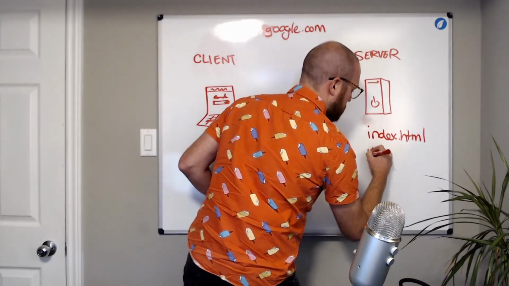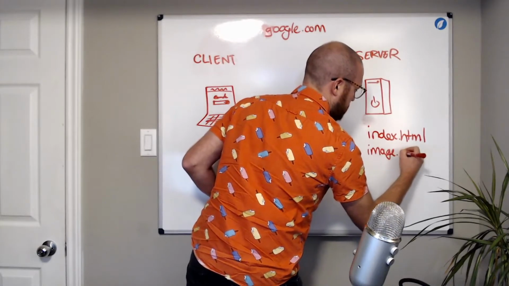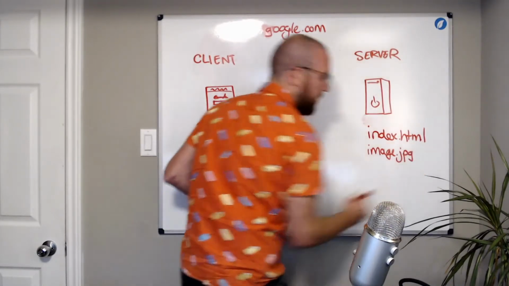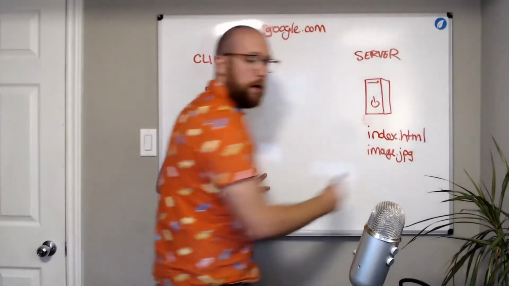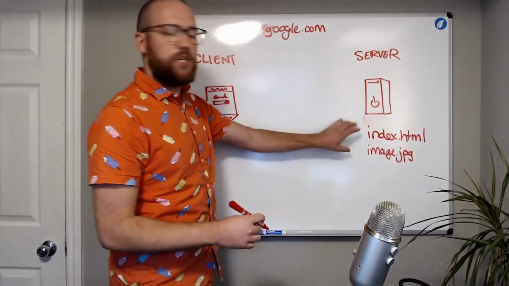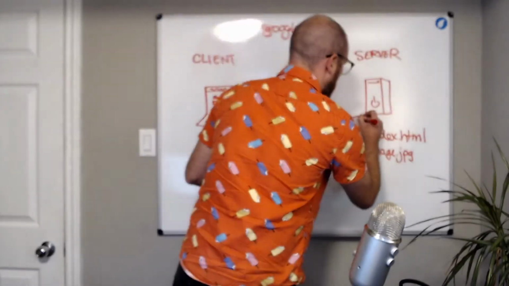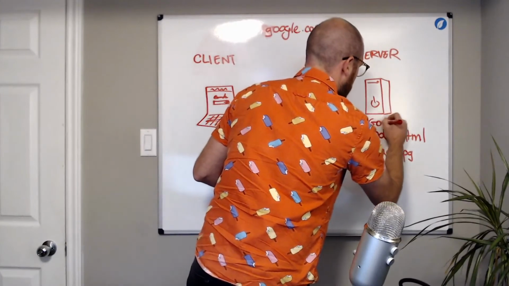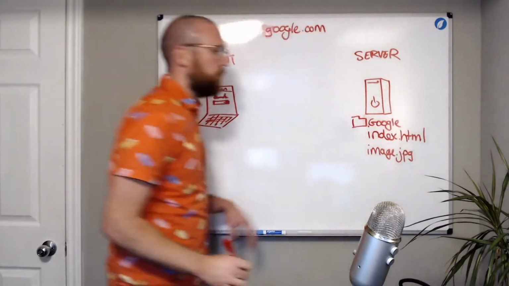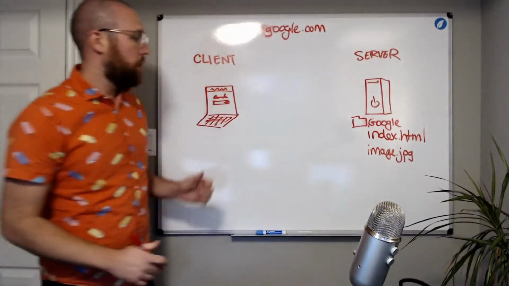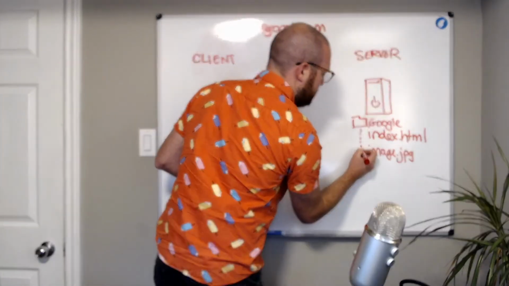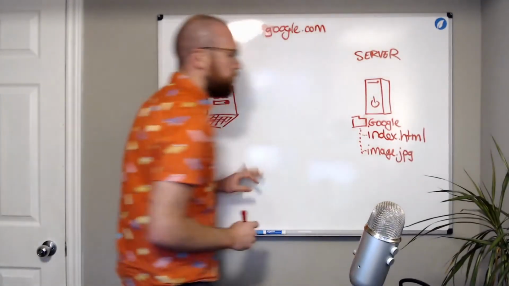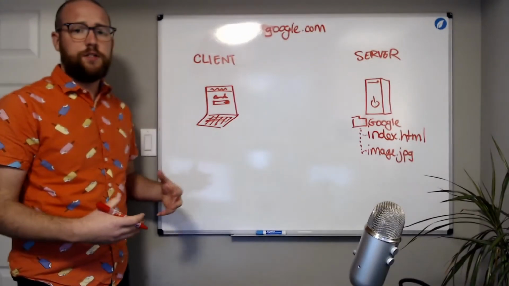Maybe I have an image.jpg. That's over here, right? Maybe I have an About Us page. Maybe I have whatever. It's sitting over here in a folder called Google, just as a perfect example. So this is sitting in a folder. There's multiple files in this folder. There's going to be all kinds of files in this folder, but that's about it.